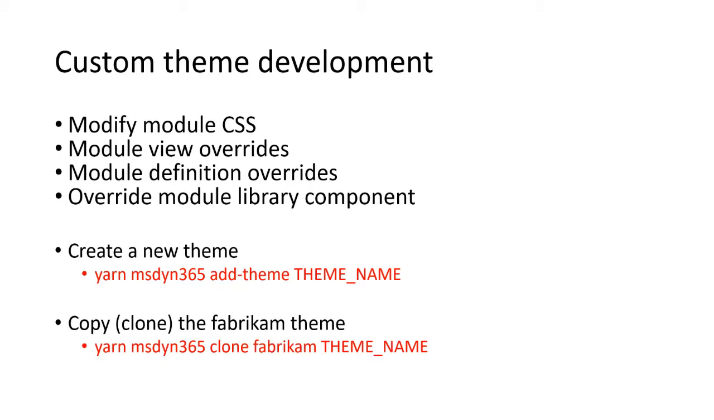The purpose of a theme is to basically house all of your module CSS. And then we also have a few other features it provides, which is a module view override. So not only can you change your CSS, you can actually change the HTML, so the layout, which you can't do with CSS changes alone. You can also change the module definition override, and you can override the module library component. I'm going to go into each of these to show you what I mean. Now, I did mention that you can create a new theme, but I usually recommend cloning the Fabricam theme as your starter. So let me show you what that looks like.